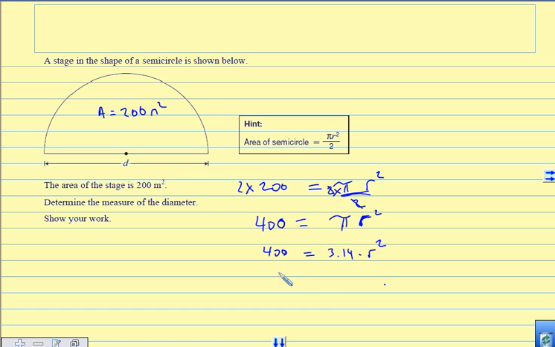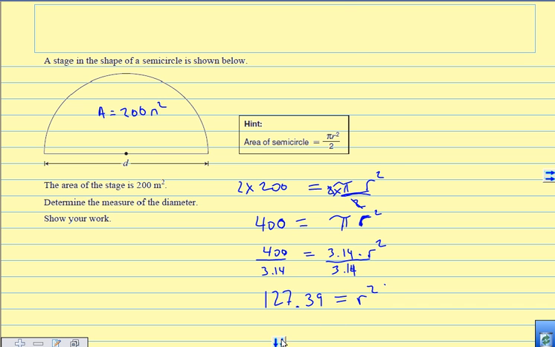And that would mean to find the radius, we would have to divide by 3.14, and we'd have to divide by 3.14 here. So if we do that, 400 divided by 3.14, I'm just doing that on my calculator, I get 127.39 approximately equals the radius squared.